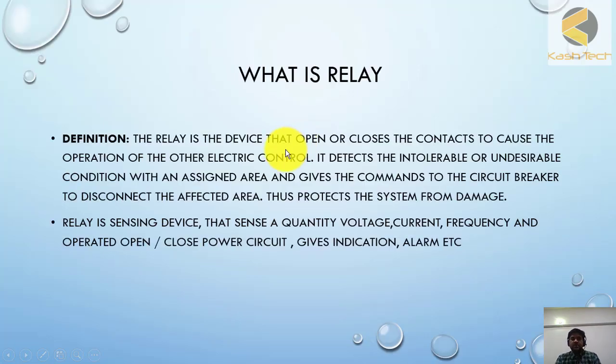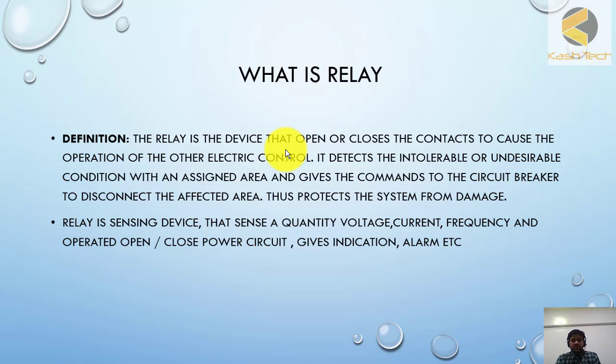The relay is a device that opens or closes the contact to cause the operation of other electric control. It detects the intolerable or undesirable condition within an assigned area and gives the command to the circuit breaker to disconnect the affected area, thus protecting the system from damage. This is the definition that you would be reading in the book.